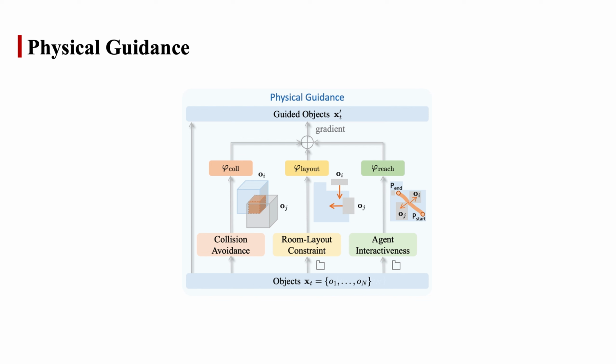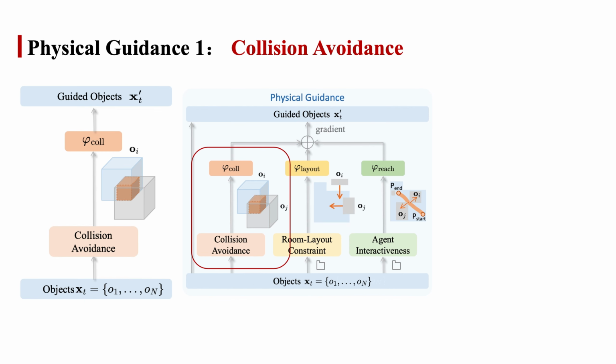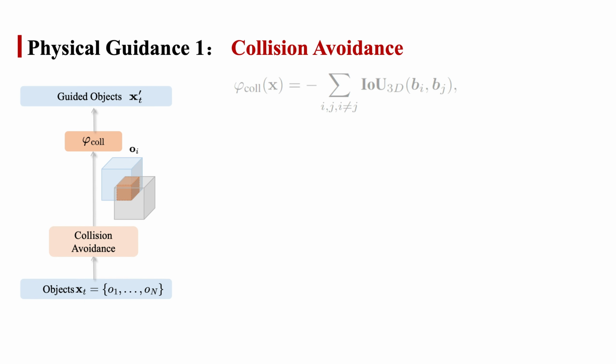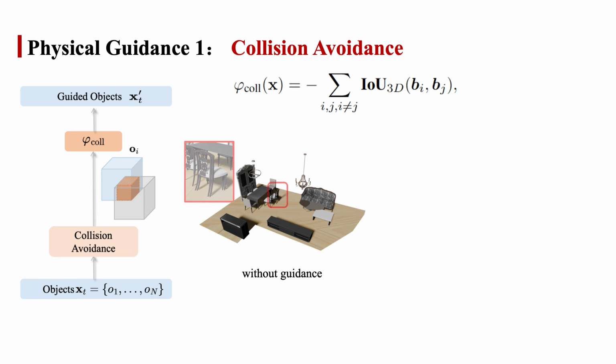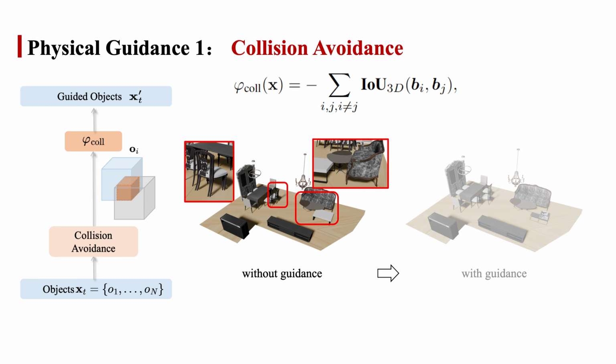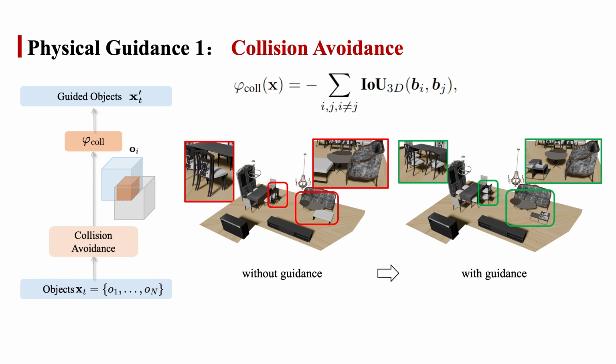For the design of physical guidances, the first guidance is collision avoidance. Instead of calculating the collision mesh between objects, we use the predicted bounding boxes to calculate 3D IoU. With this guidance, the collision between objects is eliminated.